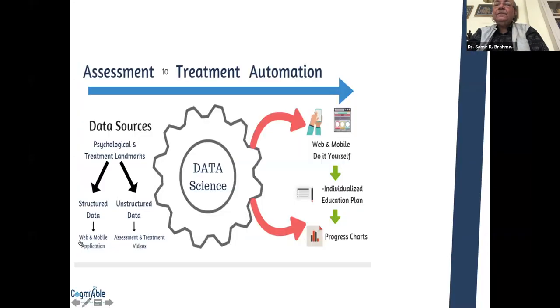So it is the data source, capture the data, and then analytics, and based on this and treatment outcome, automation. Now today, you will be surprised, this business this year has grown from March at 60% month to month, because people cannot have physical contact, so they want online assessment.